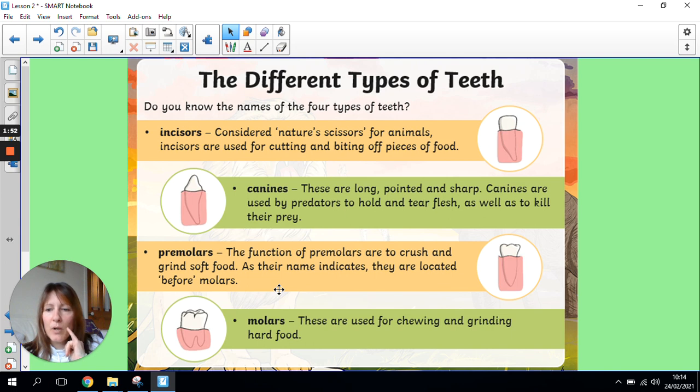The premolars then, that are just in front of the larger molars, their function is to crush and grind soft food. Now remember that the prefix pre means before, so they come before the molars. So they basically just hold the food and they grind them a bit, and then they pass them on to the molars at the back, which are larger, and they can really chew and grind down the hard food.